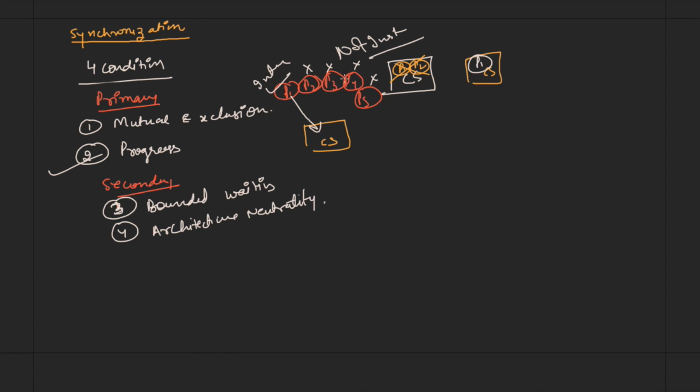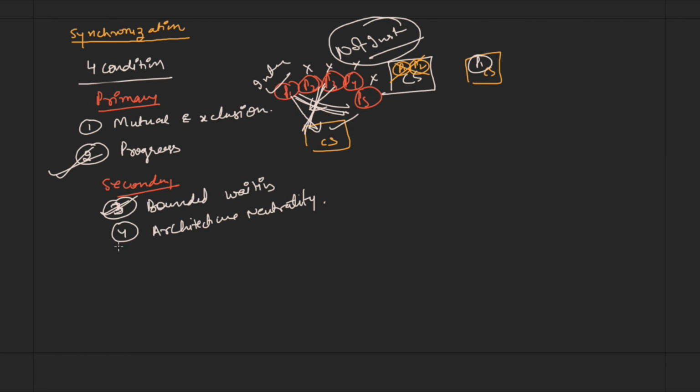Now the processes which are not interested in entering the critical section should not stop any other interested process from entering the critical section. Or you can say, if they are not interested in entering the critical section, they should not stop the other processes from entering. That is called progress.